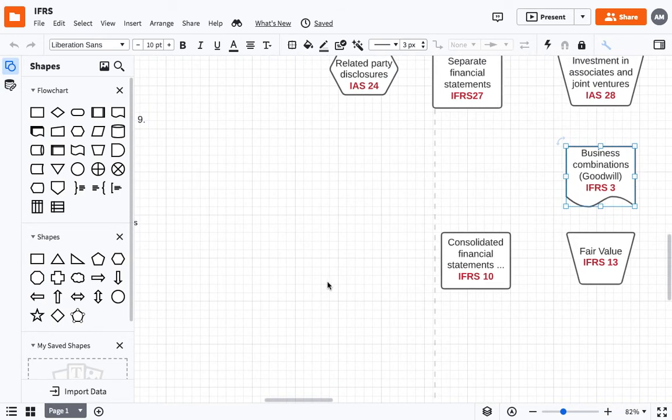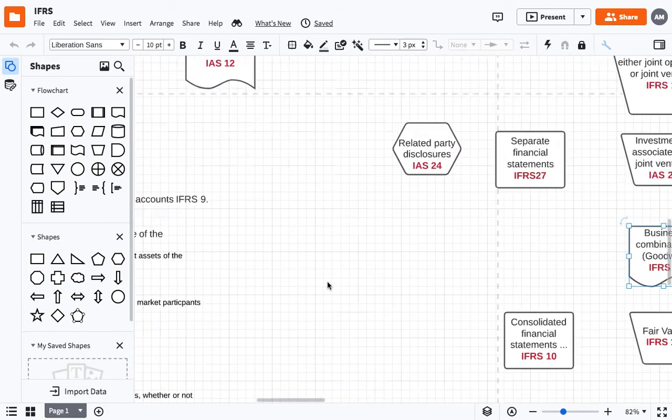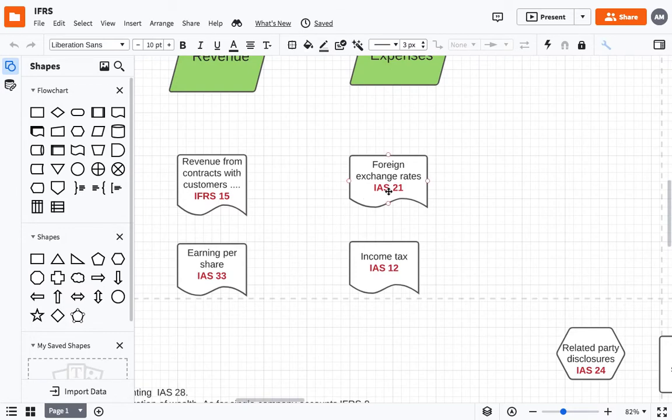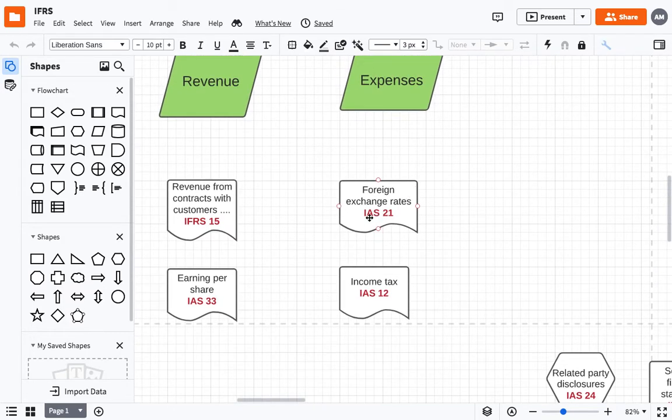Okay. Actually, the business is not working in only one country. This business is working, and I buy from different countries with different currencies. So I have to go through foreign exchange rates, A21. At the end, I have an income. So this was A21. This is A12 for income tax. For this income, how to deal with the taxes is covered by A12.